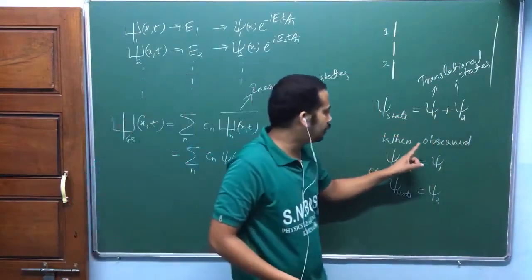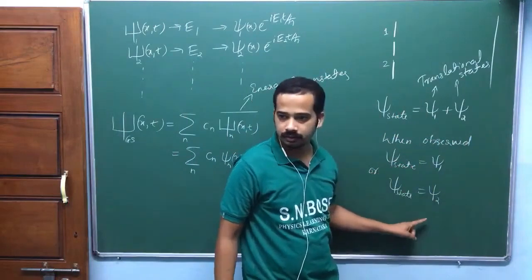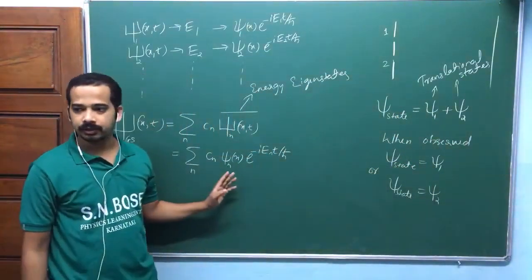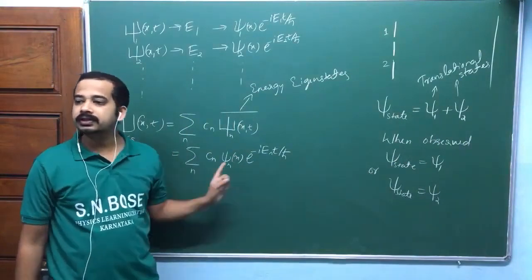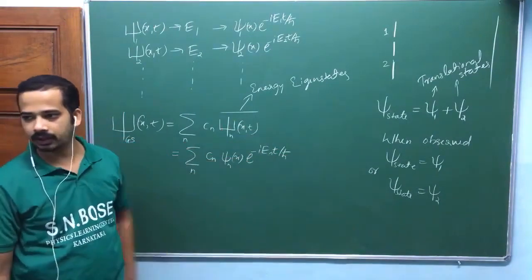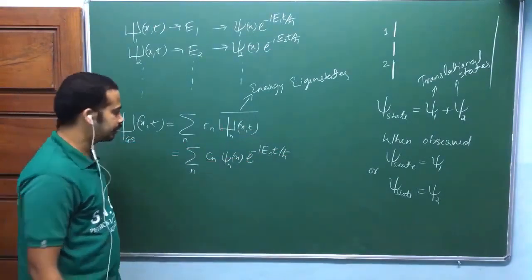It will show either one translational state or the other translational state. Exactly in a similar manner, if you do the energy measurement, it will show any one of the energy eigenvalues, and the state will collapse to that particular eigenfunction. So that is the idea.